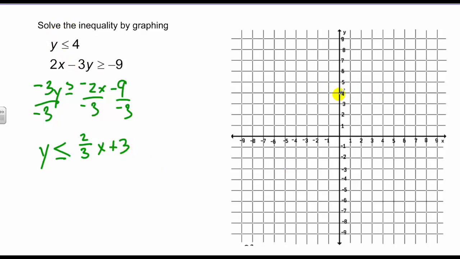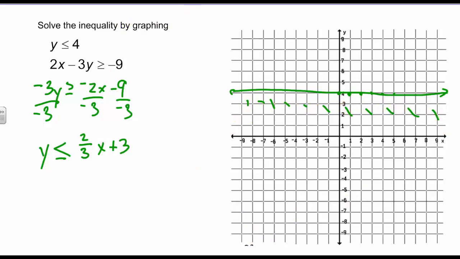Now I'm going to graph both. Y is less than 4. Well, here's y is equal to 4. And here's y is equal to 4. And here. It doesn't matter what x is, but y's got to equal 4. And I can solid line that across. So it's a horizontal line. And where the y value is less than that? Well, obviously below. So I would shade below here.